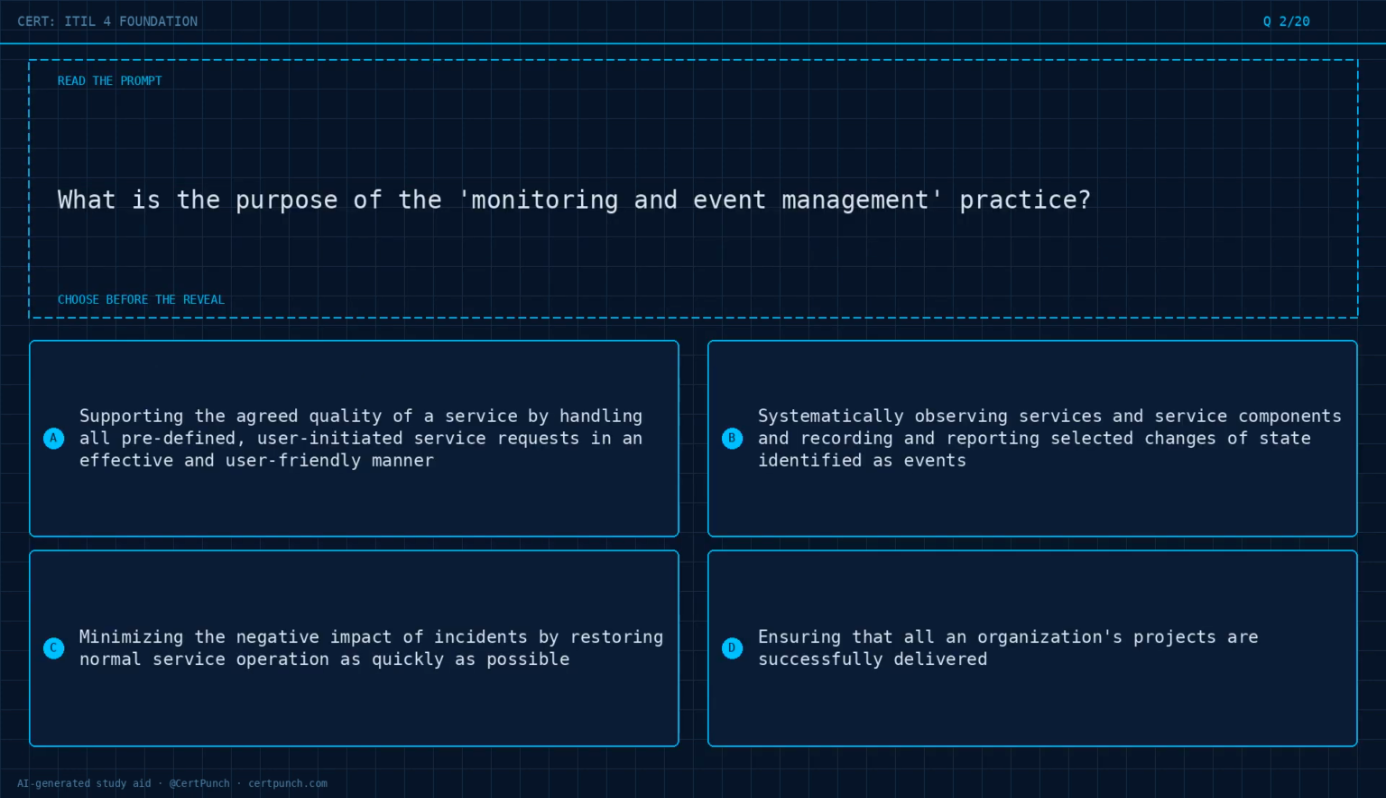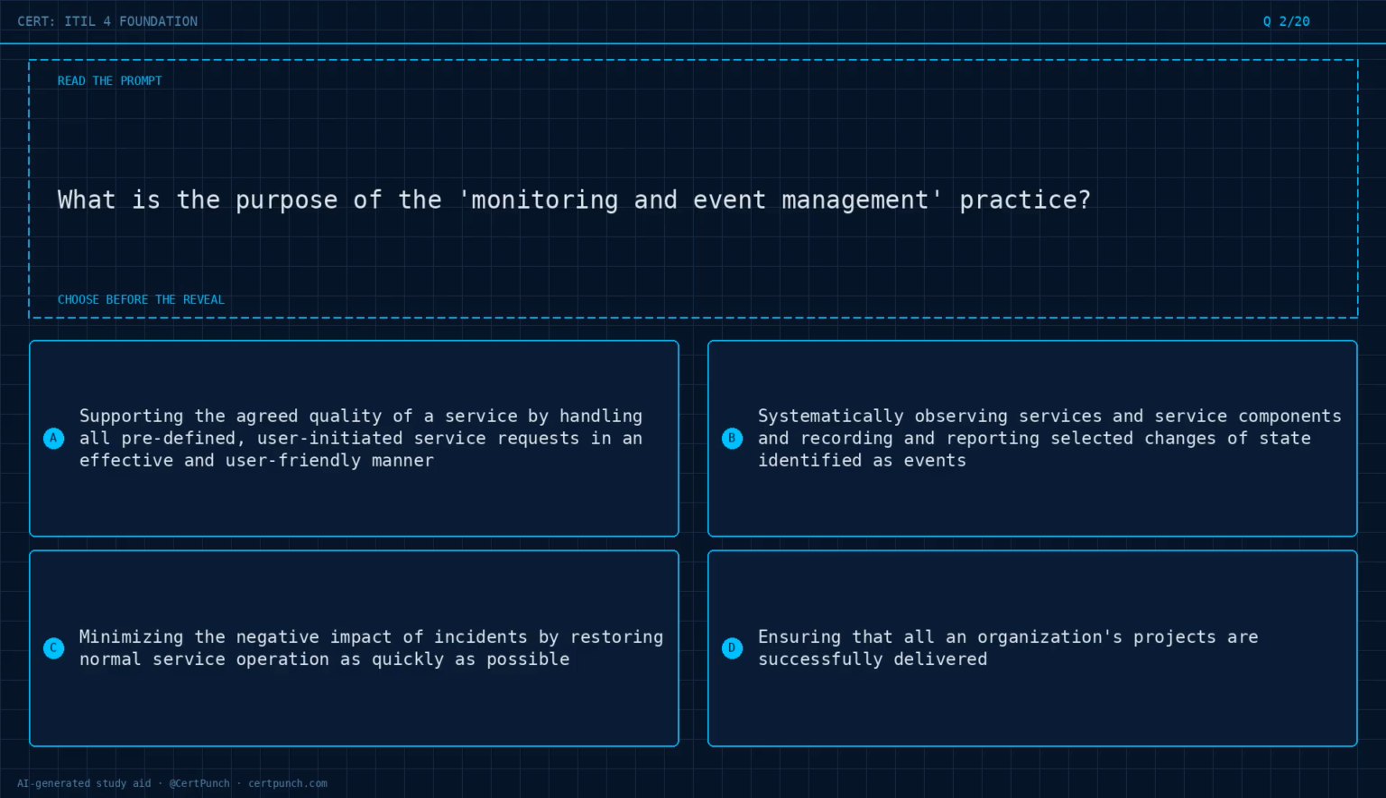Question 2 of 20. What is the purpose of the monitoring and event management practice? Option A. Supporting the agreed quality of a service by handling all predefined, user-initiated service requests in an effective and user-friendly manner. Option B. Systematically observing services and service components and recording and reporting selected changes of state identified as events. Option C. Minimizing the negative impact of incidents by restoring normal service operation as quickly as possible. Option D. Ensuring that all an organization's projects are successfully delivered.